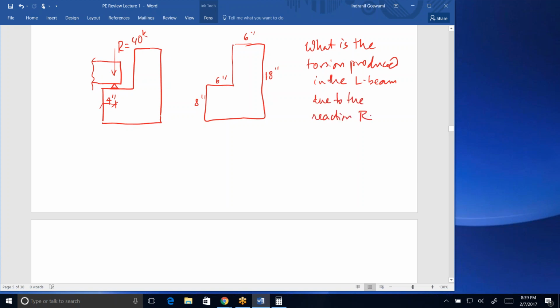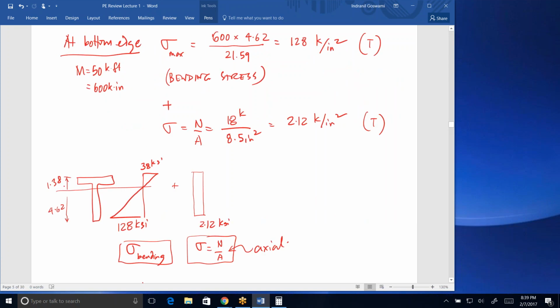Okay, there's a question from Corey. How did you get the 38 KSI at the top? Oh, I just proportioned it because it's linear, right? So these distances are in the formula My over I. The M is what it is and the moment of inertia is what it is because it's the overall property of the cross section, so my stresses will be in linear proportion to the distances. So if this distance 4.62 gave me 128, this distance of 1.38 must give me 128 times 1.38 divided by 4.62. I didn't save myself a whole lot of work, but I was just doing it by proportions, and that gave me the 38. Okay.